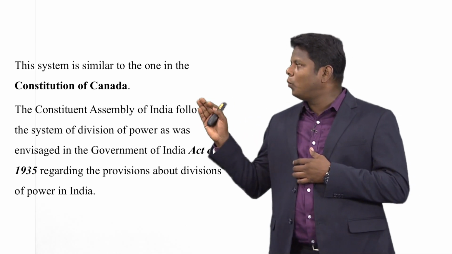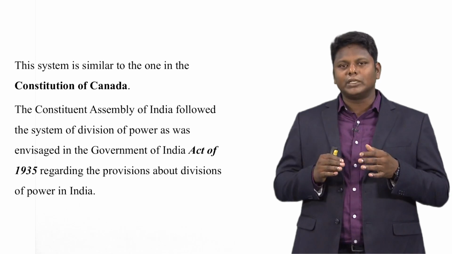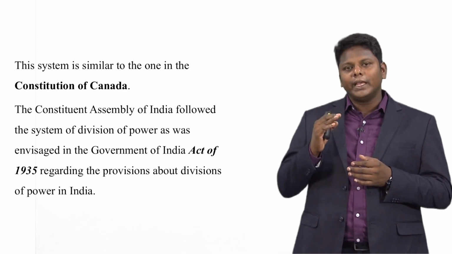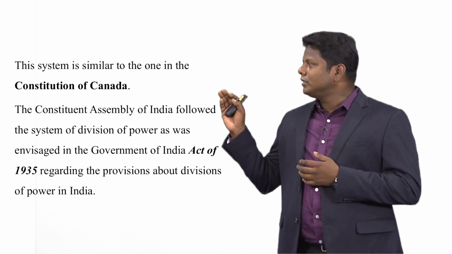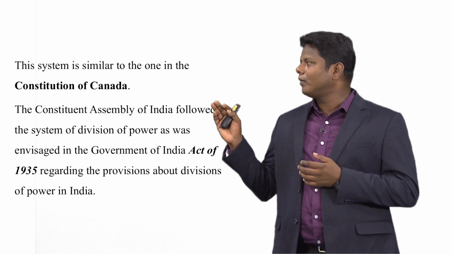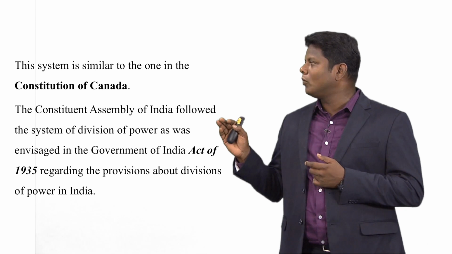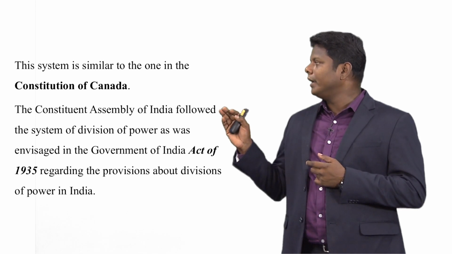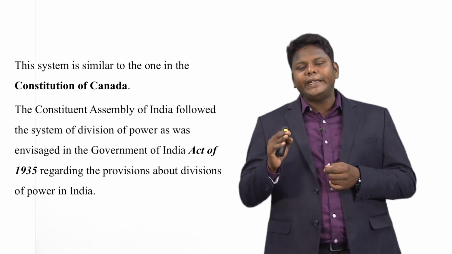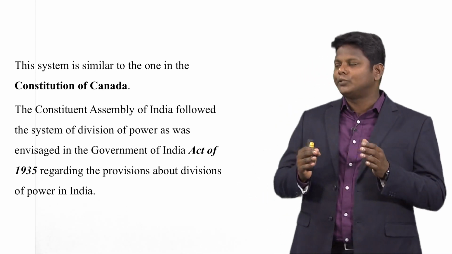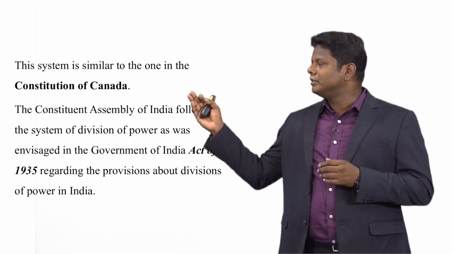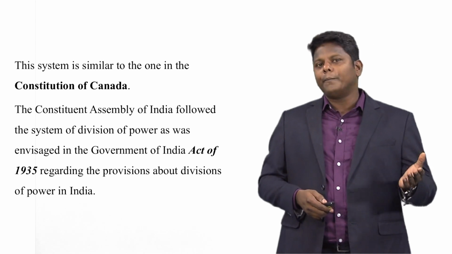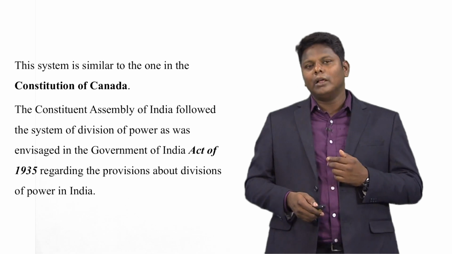This system is similar to the one in the Constitution of Canada. The Constituent Assembly of India followed the system of division of power as envisaged in the Government of India Act of 1935. The Act of 1935 clearly tells about the provisions for the division of power in India between the center and the state: legislative power, executive power and financial power.